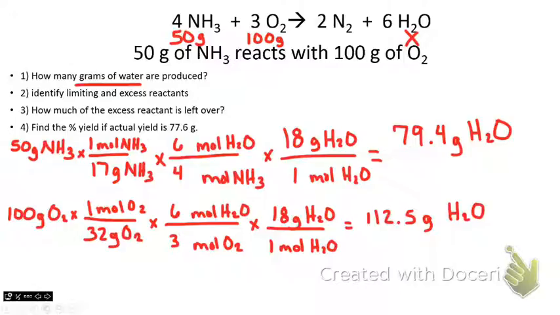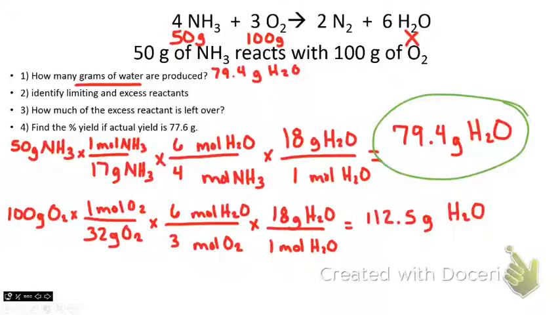Okay, so let's go ahead and get some answers here. We're going to pick the smaller answer for number 1. Always choose the smaller value. So 79.4 grams of water can be made. Which was my limiting reactant? My limiting reactant, again, was NH3. So I'll just put an L, was NH3. And that means the one that was in excess is going to be my O2.